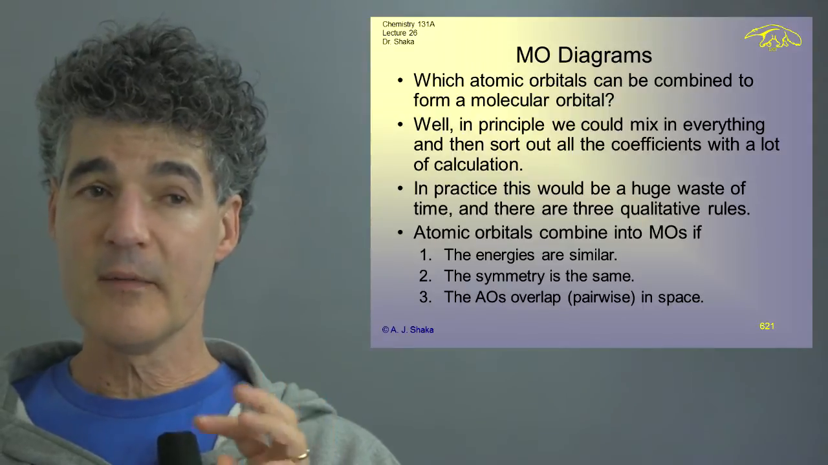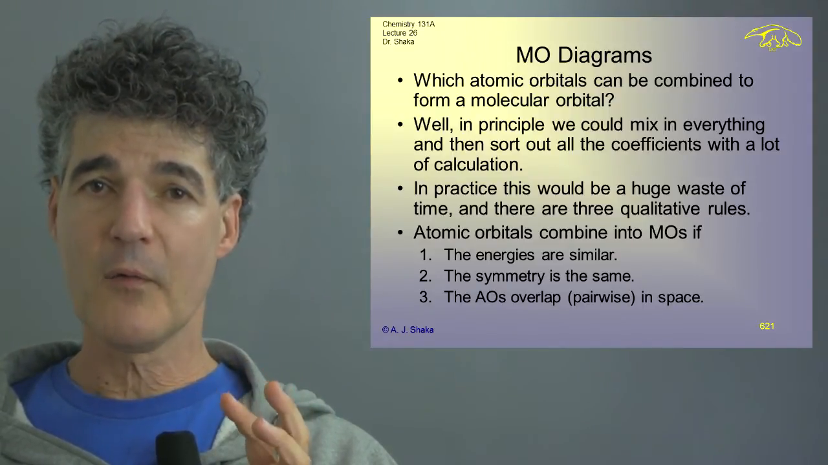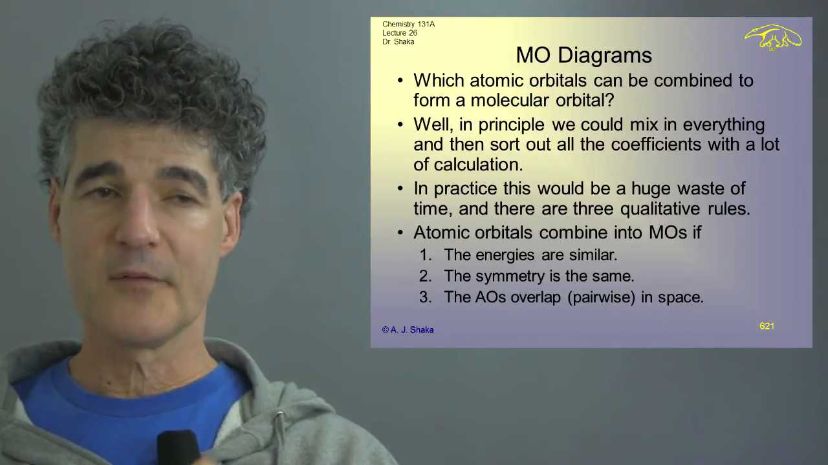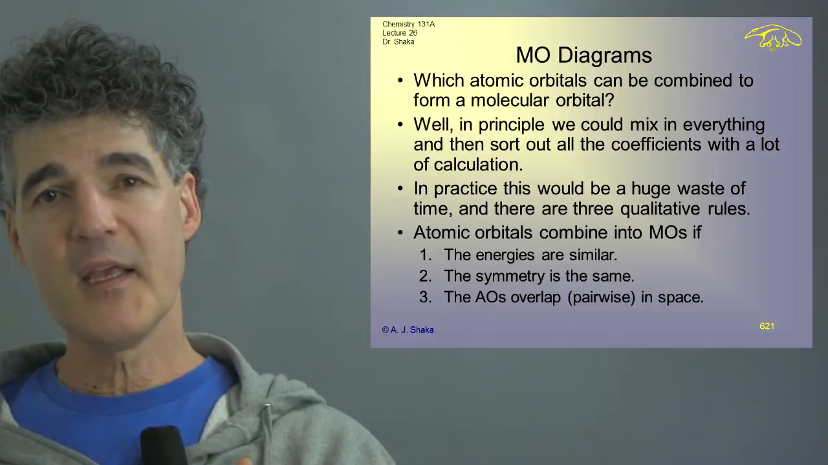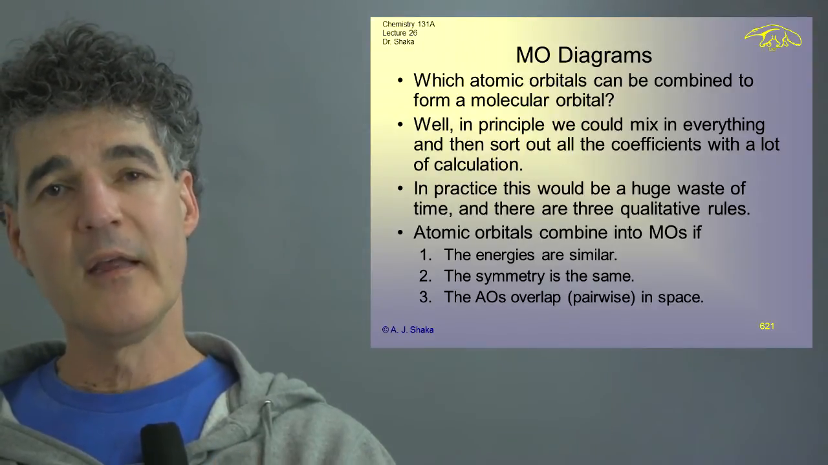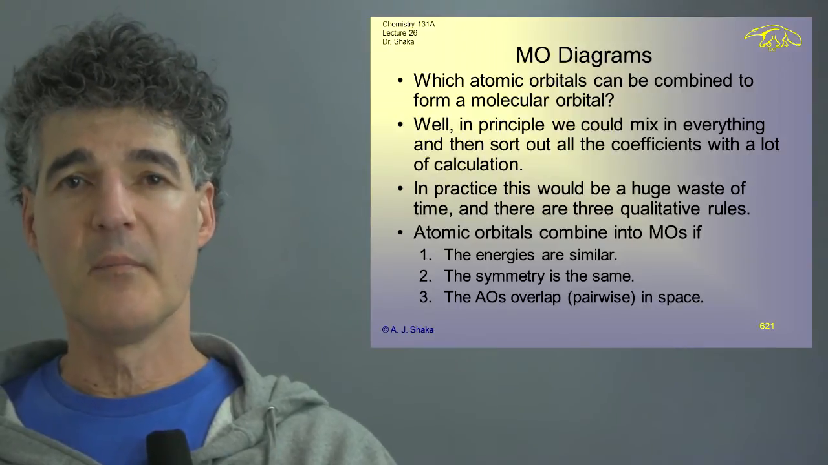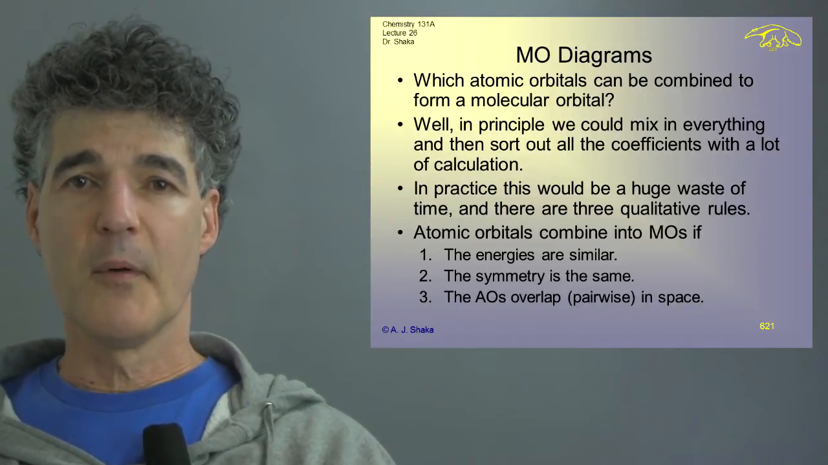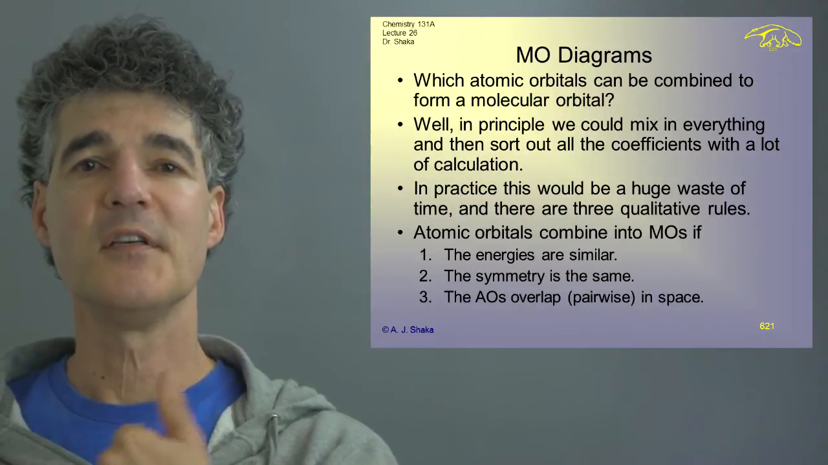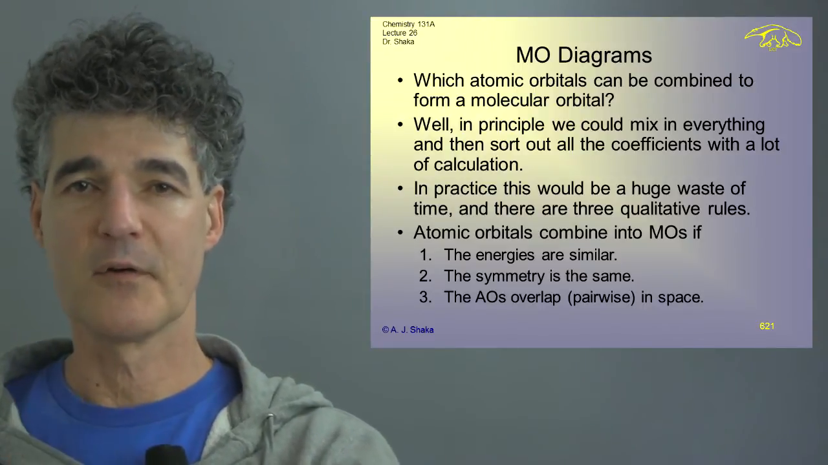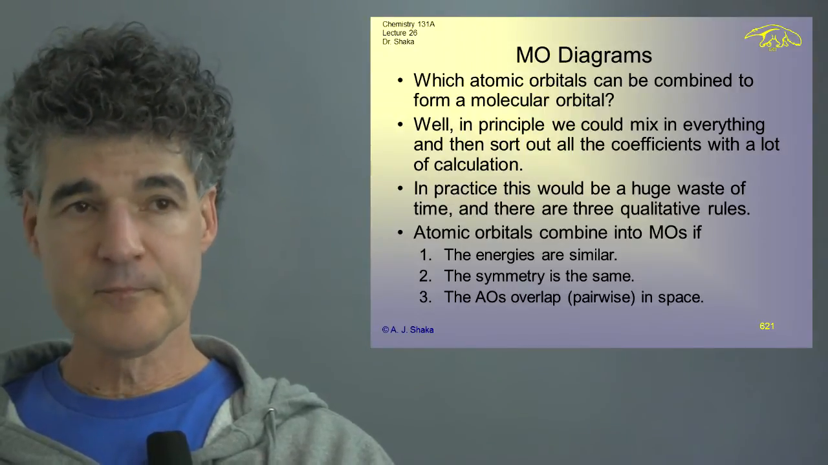And number 3, the atomic orbitals overlap at least pairwise in space. If at least A overlaps with B and B overlaps with C, A doesn't need to overlap with C, then A, B, and C can combine to form a molecular orbital. As long as the information can get from A to C somehow through some integrals, we're fine. We can combine them all together.